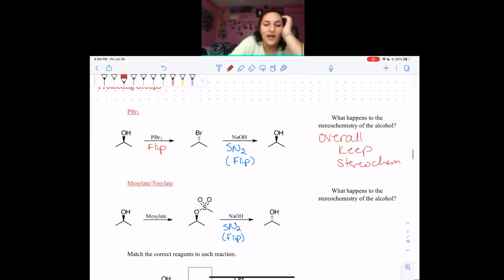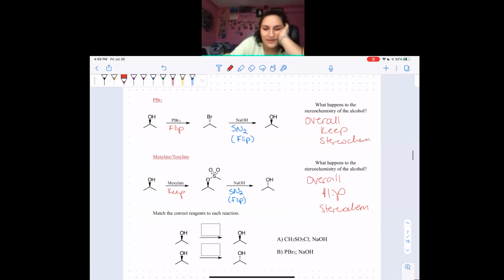Whereas mesylate and tosylate keep stereochem in the first step. They flip it in the second step, so we overall flip stereochem. So if you were asked a question like this, like match the correct reagents: we keep the same, so we know we had to use PBr3. Flip, we know we had to use mesylate or tosylate. So the answers here would be A, B.